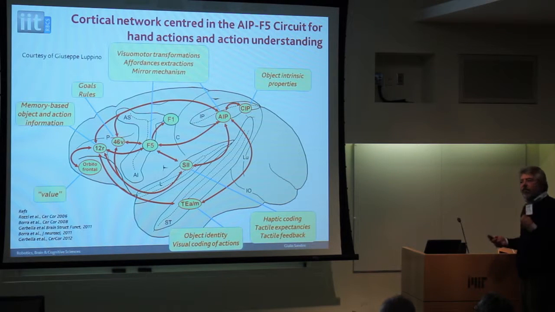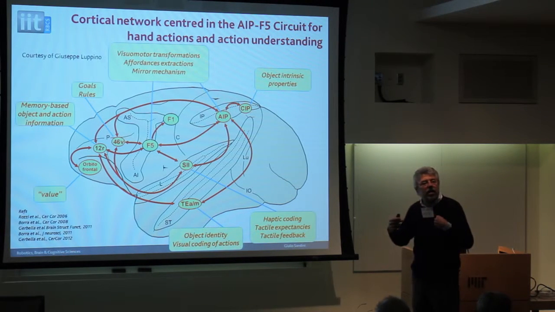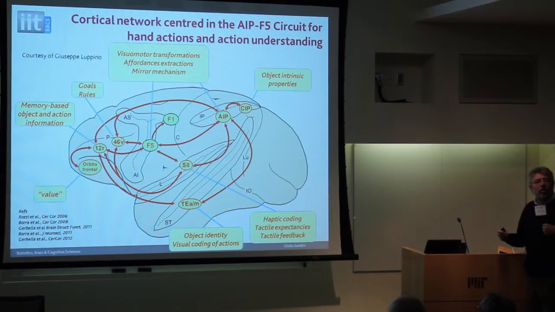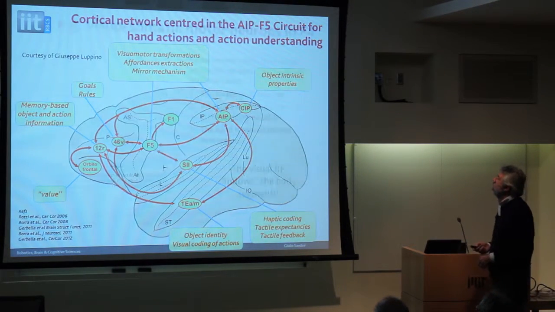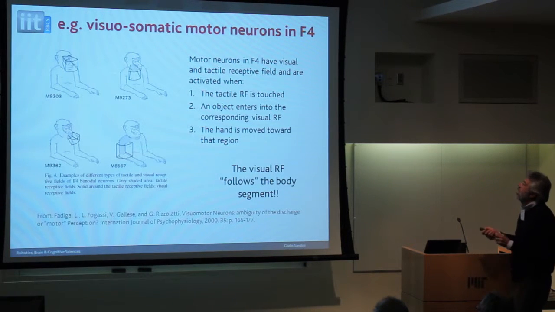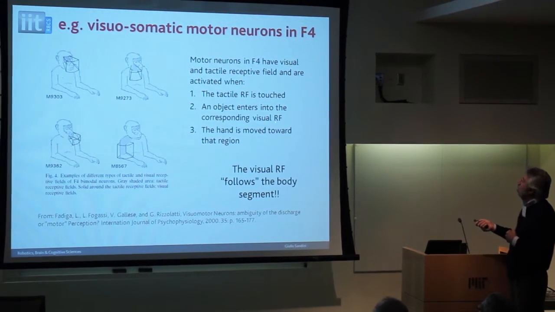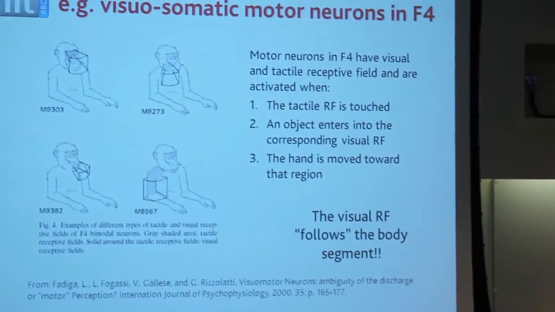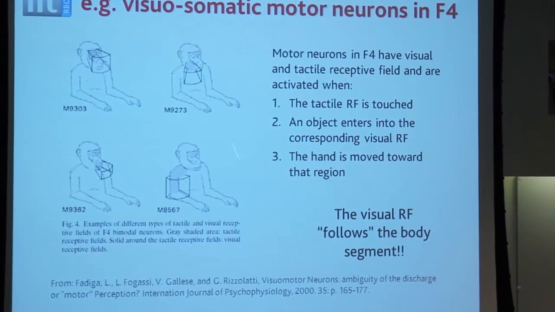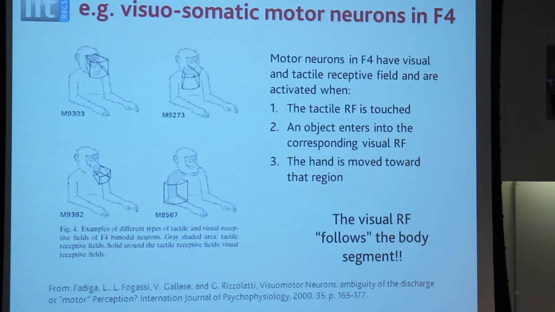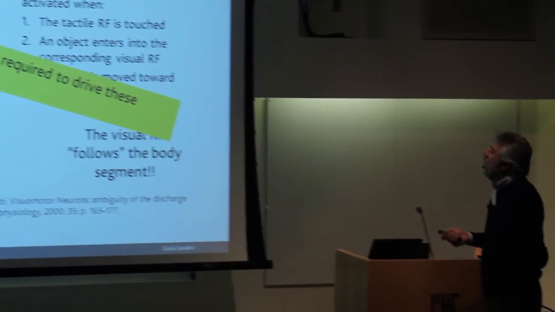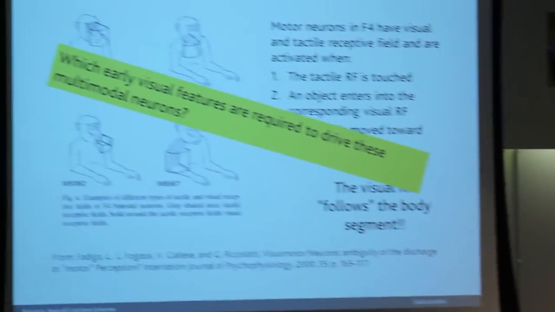What it seems to me is that sometimes in dealing with early processing, we forget that vision is not in the brain alone. There is something else going on, and vision has to be supportive to this something else. For example, we know that there are strange neurons which are responsive when there is a touch, or when an object enters the visual field, or when the hand is moved in that region. So the visual receptive field in this case follows the arm. It's not fixed in the outside world or in the retina. It follows the arm. So there is a very deep link between motor control and vision. So which early visual features are required to drive these kinds of neurons?